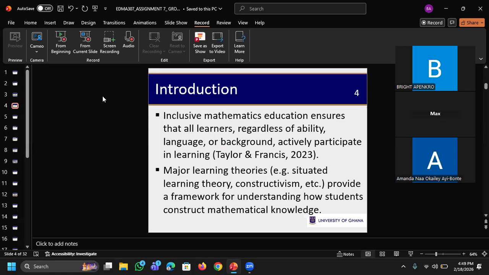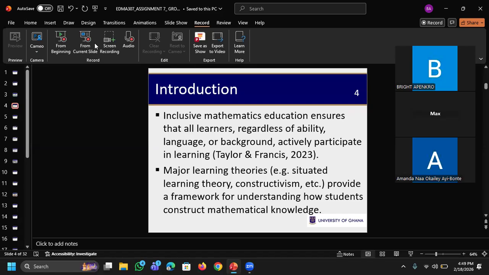All right, so what is inclusive mathematics education? It ensures that all learners, regardless of ability, language or background, actively participate in learning. It doesn't matter the background the child is coming from, or the language. In a mathematics classroom, the language is equal to everyone, and so we include everybody. That is by Taylor and Francis 2023.